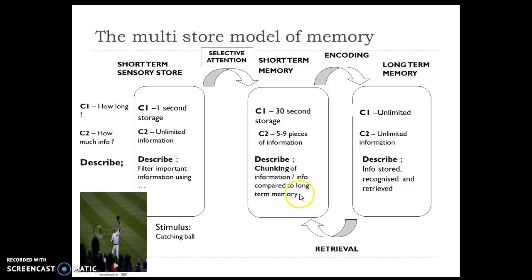Okay, once we've done that, in order for that comparison to happen, we then encode key information into our long-term memory. Now, how much information can we put into the long-term memory? We can put unlimited information, and it can be stored permanently. So it can be there for life as long as you keep practicing the skill.